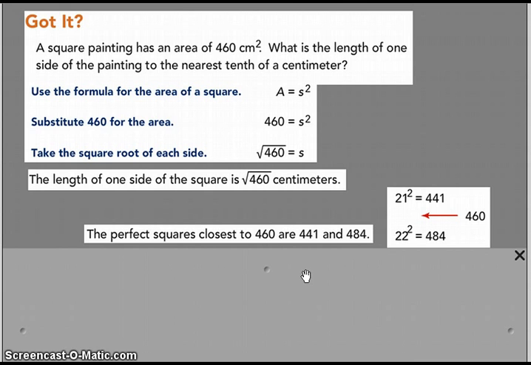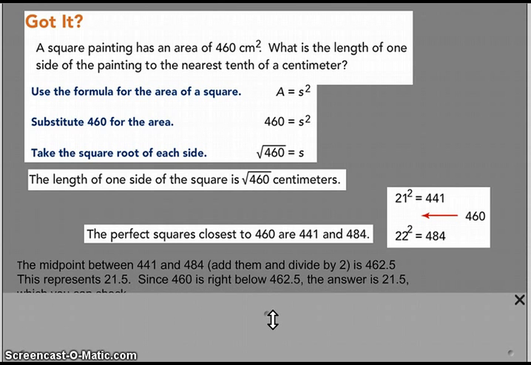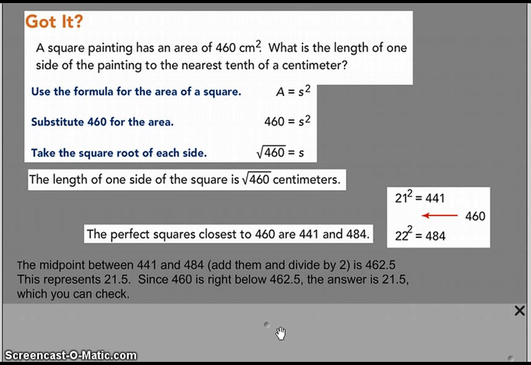Now, we have 441 is the perfect square for 21, and 484 is the perfect square of 22. 460 is right in the middle, a little closer to 21 than it is to 22. If I add up 441 and 484 and divide by 2, I get 462.5. So 462.5 compared to 460, we're right there. That's 21.5. That's our answer. You're not going to get much closer than that. Perfect.